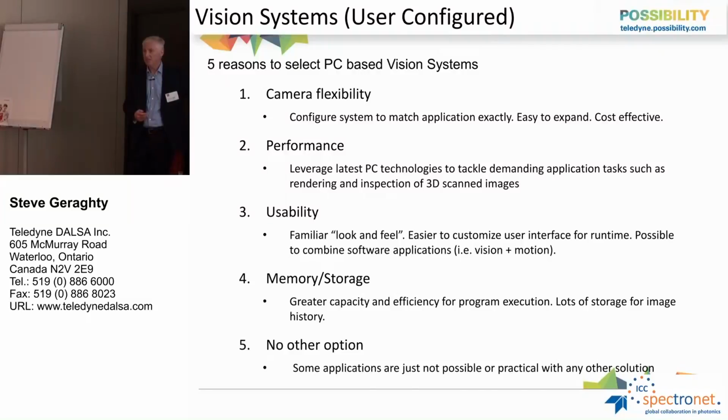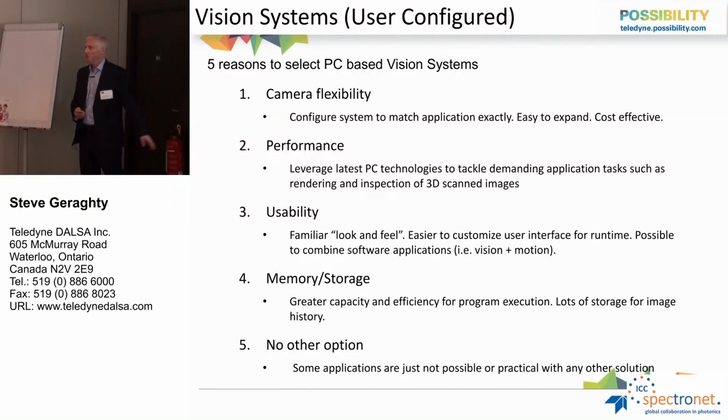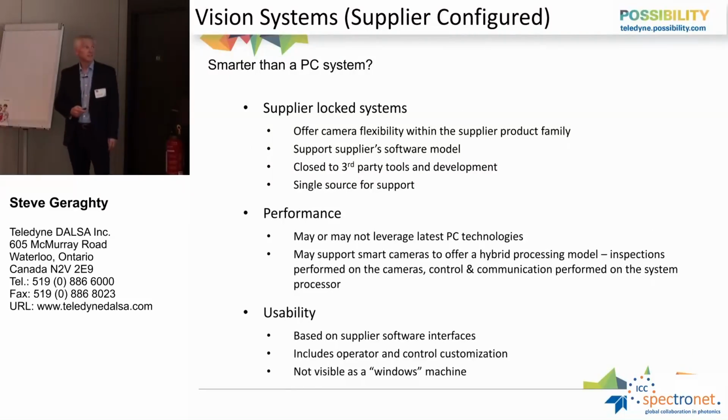And the fifth one is there's no other option, right? That's important because I see a lot of customers who try to go down the path of using a smart camera to solve a problem at all costs. This is what they're going to use, this is what they've selected, and they get to the end and realize it's not possible. So they have to go back to this kind of design.